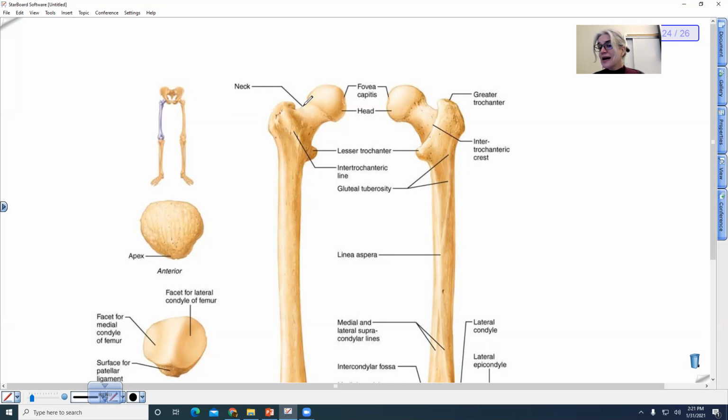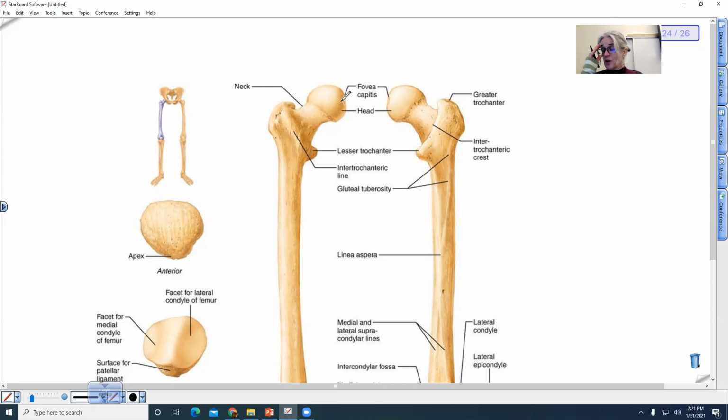There's a long neck in your femur. This is the head right here. There is a little pit in the head called the fovea capitis. We're going to talk about that when we get to the hip joint, because this is a place where you have a ligament that attaches the head of the femur to the acetabulum, and it makes the hip more stable. So that is where a ligament attaches.